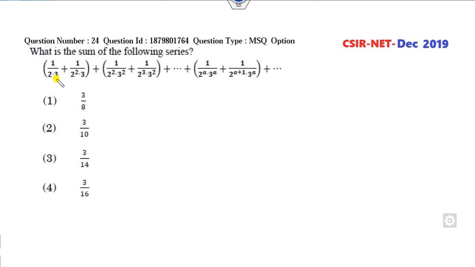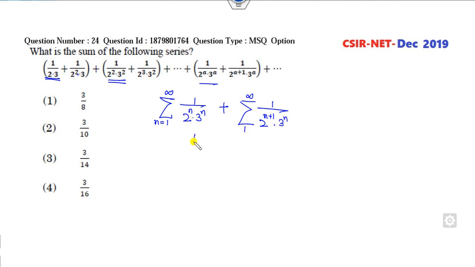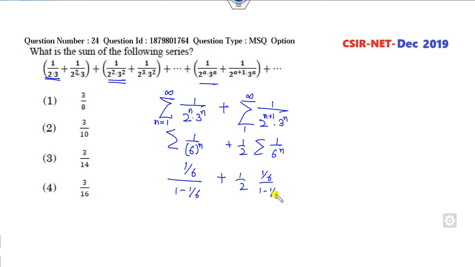Okay, now you can see here I can think about the pair of this. It is 1 over 2n 3n, n varies from 1 to infinity, plus for the second case I can take the pair of n plus 1 3n, n varies from 1 to infinity. So what is that? This is 1 over 6 to the n. This is a GP, so the GP sum is here. I can take half as a common, then it is again 6 to the n. Again it is my GP, 1 minus 1 by 6.